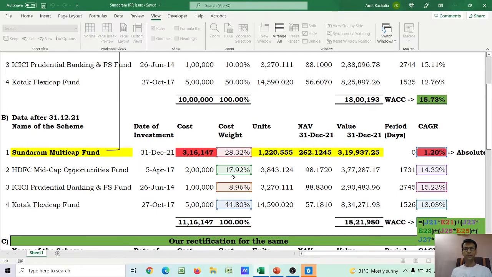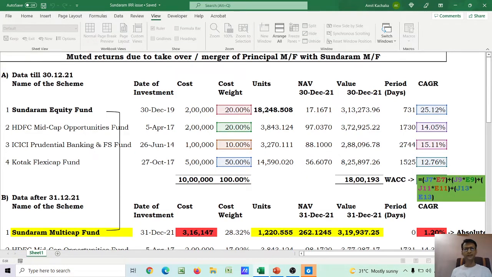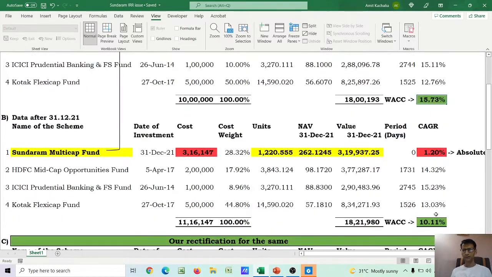Weight into return, plus weight into return, plus weight into return, plus weight into return, as it is. Okay, obviously I can do some tweaking, but no software does that. Keep that in mind. This is what every software is doing. This is how I calculate my CAGR. It's very simple. Weight into return, weight into return. That's it. But now it is this much.